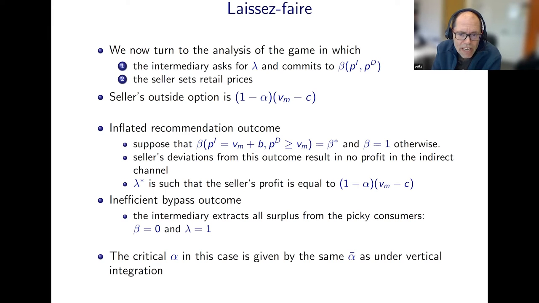The recommendation policy beta can be formulated such that all the additional surplus which can be extracted from consumers then goes to the intermediary. And this is done by adjusting, in the inflated recommendation outcome, the lambda in a way that the seller is indifferent as to whether to sell through the indirect channel or to pick the outside option. And since we have the same outcome, it means we obtain exactly the same critical alpha, which separates the case where we have inflated recommendations from the one with inefficient bypass.